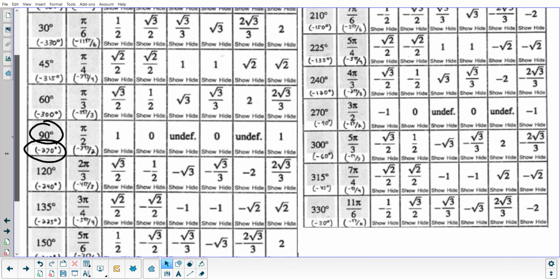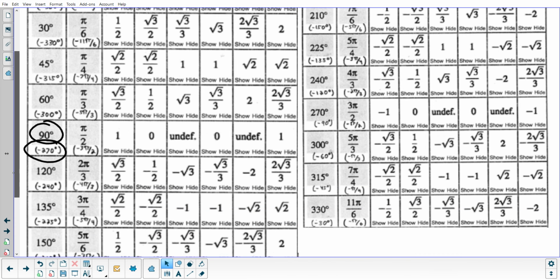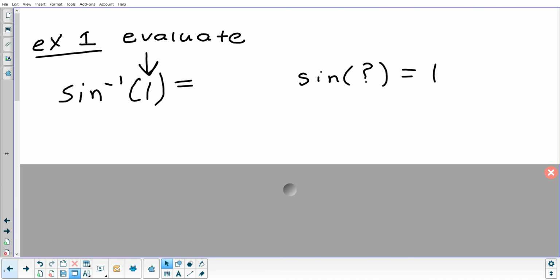See if we see it again. No. And if we keep going, no. Doesn't look like we see it again. So we have two choices, 90 or -270. What's the one that we would pick here for the correct answer? Yep. 90. Here we go with 90.